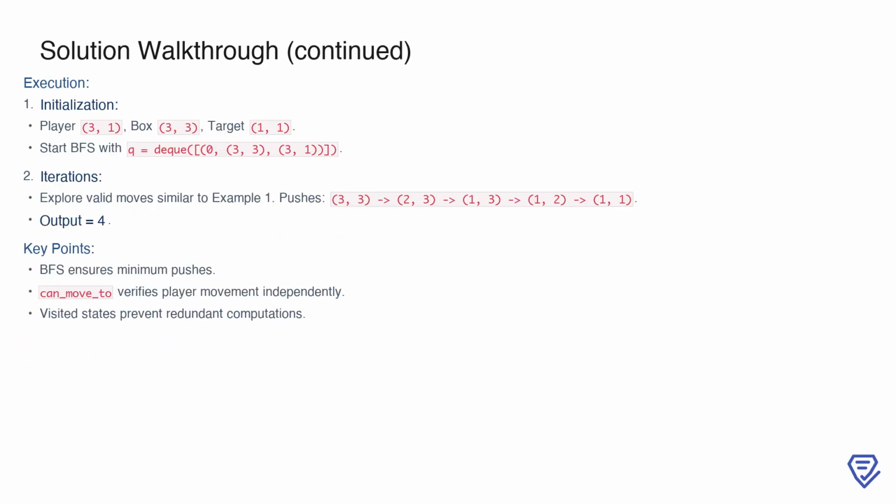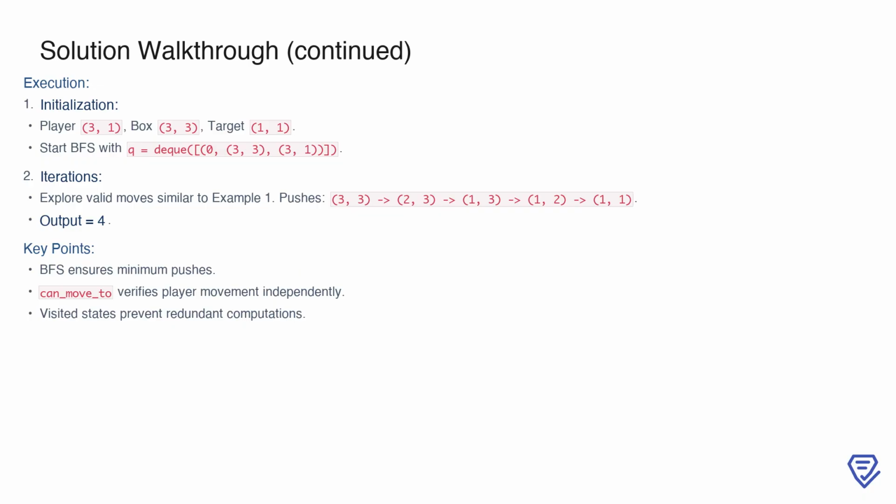In this final example, we work with a larger grid where the player starts at 3, 1, the box is at 3, 3, and the target is at 1, 1. The BFS process begins with the initial state, 0 pushes, the box at 3, 3, and the player at 3, 1. By exploring valid moves for the box, we determine the minimum sequence of pushes required to reach the target. The box is pushed from 3, 3 to 2, 3, then to 1, 3, followed by 1, 2, and finally to the target, 1, 1.